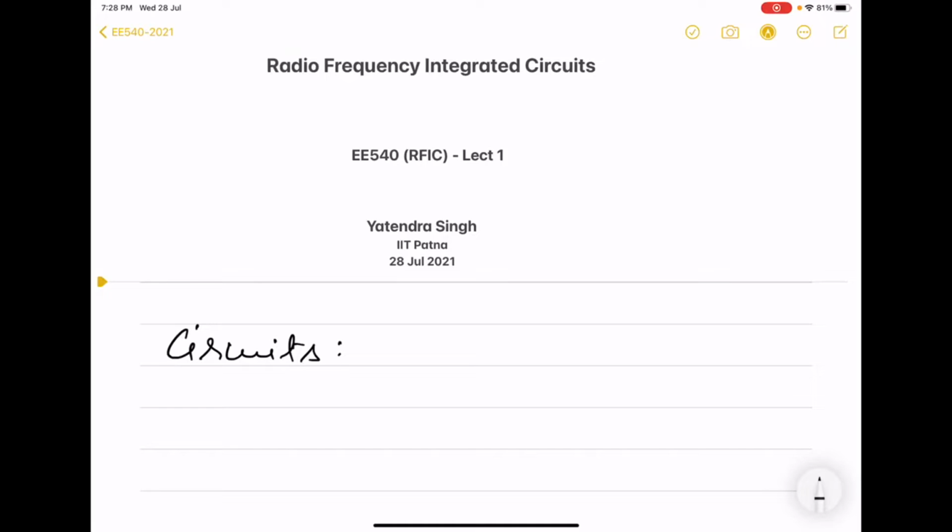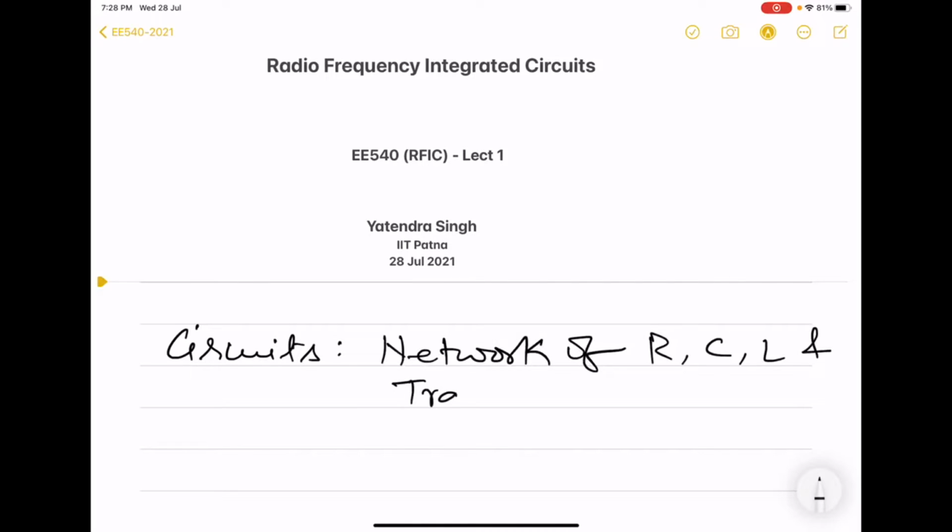and we know that circuit is basically a network of passive components, resistors, capacitors, inductors, and semiconductor components like transistors and maybe diodes also. So here we will be considering network of these components.